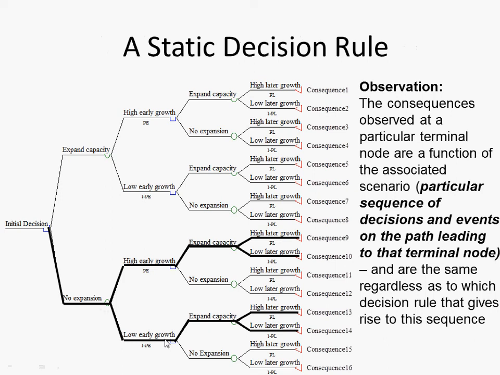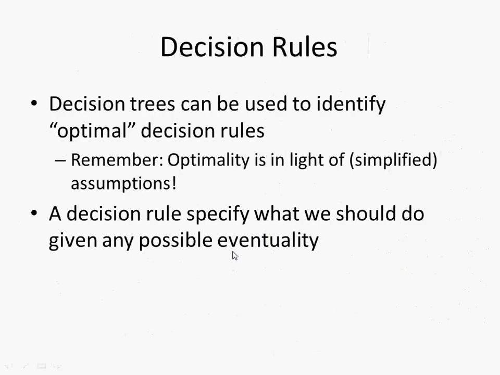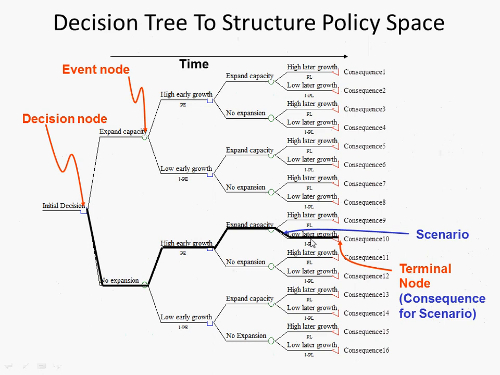We have no control over whether there's high levels of economic growth and low. That's not under our control. And so we have to handle both outcomes, right? We can't choose one of these. Decision point, we can choose. That's part of the decision rules, choosing a certain thing at this point. Here, again, we have no choice. It's an event point. So we have to be able to handle both of those. Okay? So decision rules specify what we should do given any possible eventuality.